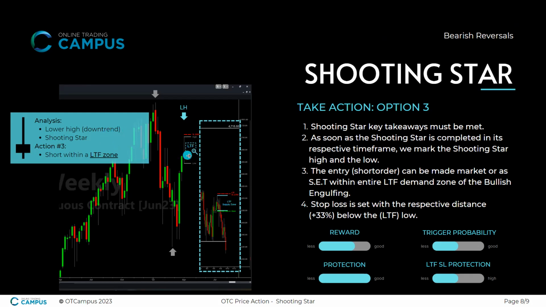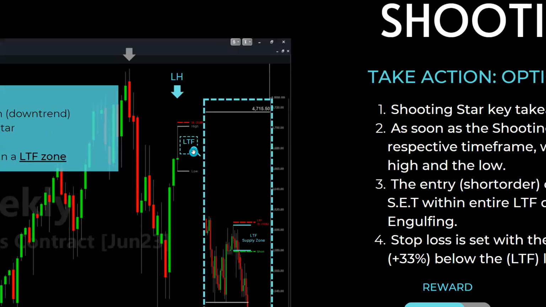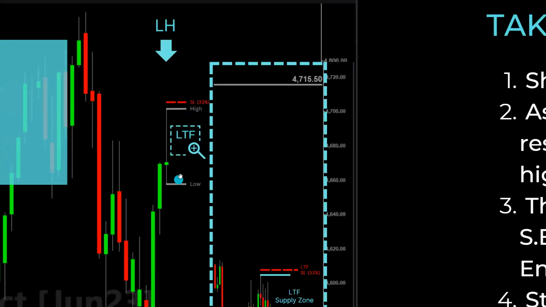We're in a lower high and anticipatory downtrend, right? We create at the top here in the lower high area a shooting star. Action number 3 is short within a lower time frame zone. Let's go to the option number 3. Shooting star key takeaways must be met. That's fine. It is the same sample like the option number 1 and 2. As soon as the shooting star is completed in its respective time frame, we mark the shooting star high and the low. Same here also, right? Step 1 and 2 are always the same, the high and the low.